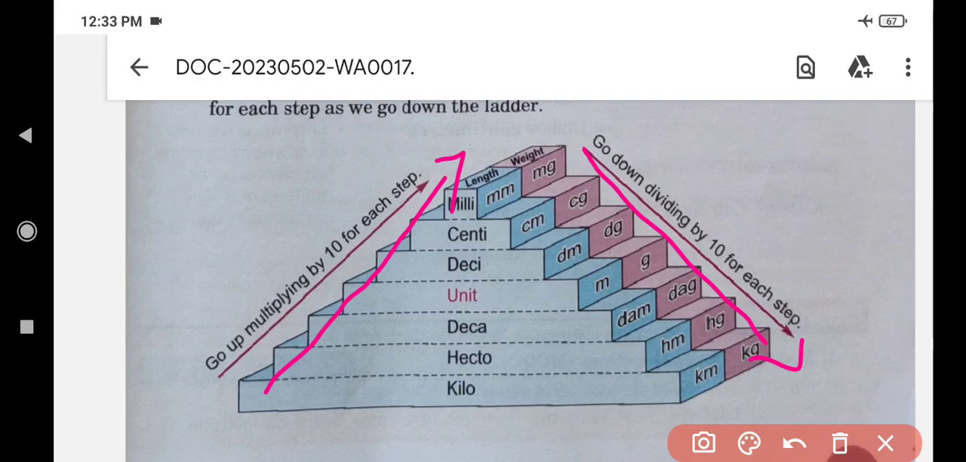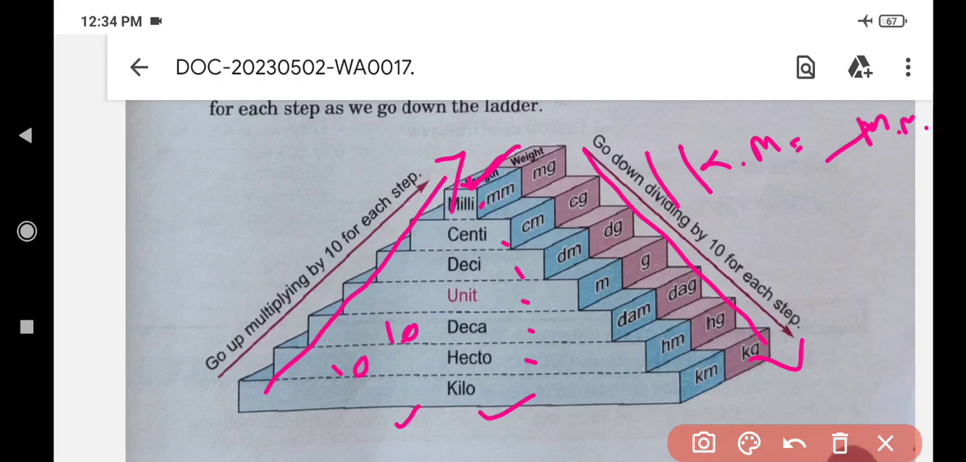Suppose children, now we'll see. Here, this is kilometer. Kilometer is the highest unit and millimeter is the smallest unit. When we go up, 1 kilometer equals how much millimeter? How do we convert? Step by step, this is 10, this is 10, so every step we multiply by 10. How many steps will we go? 1, 2, 3, 4, 5, 6. So 6 times we go up to reach millimeter.